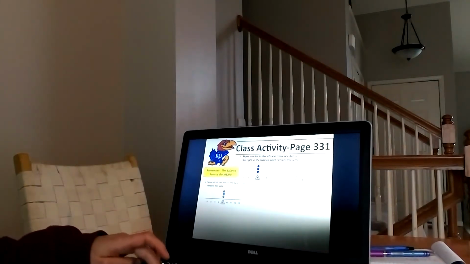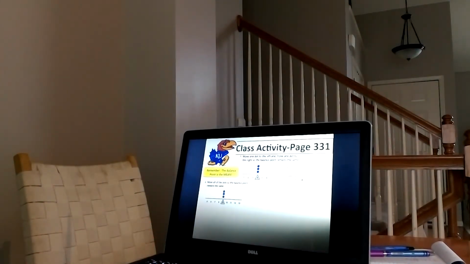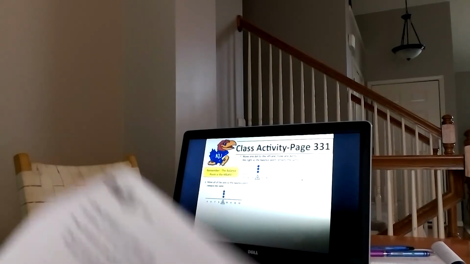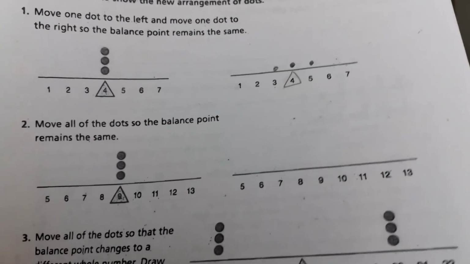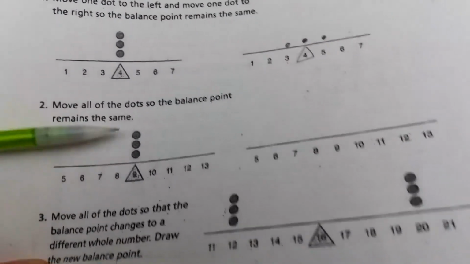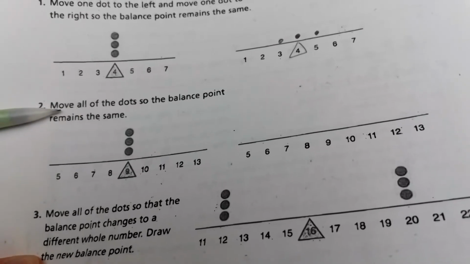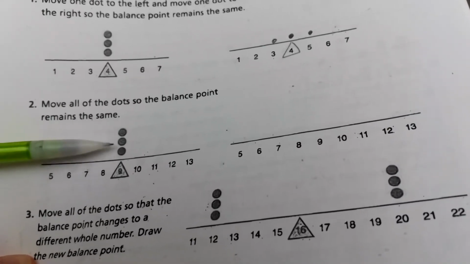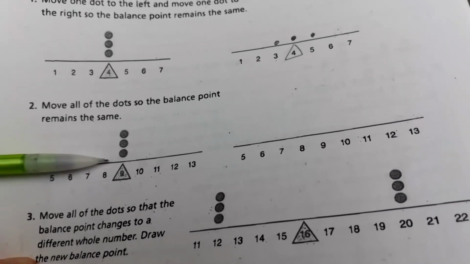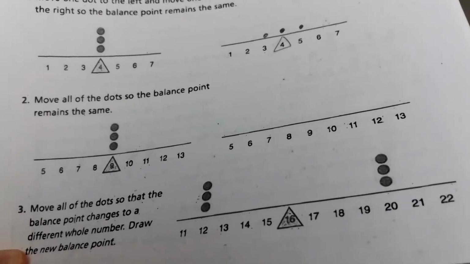Okay. Number 2, move all the dots so the balance point remains the same. Same type of problem, except now our balance point is 9. So I'm going to take one of these dots. Oh, except it says move all the dots. Oh, shoot. So I can't leave one on the 9. Okay, so this one we're going to have to use a different strategy.